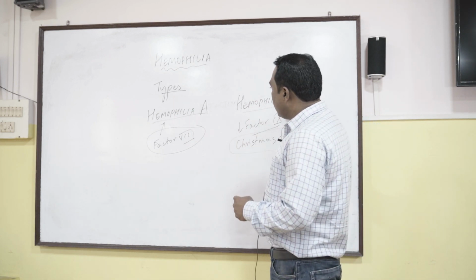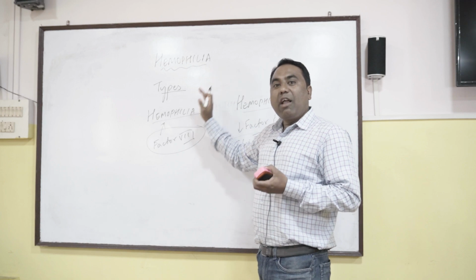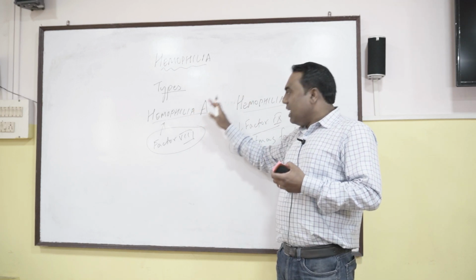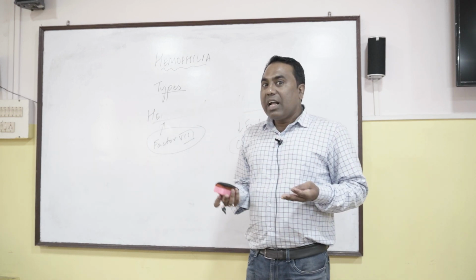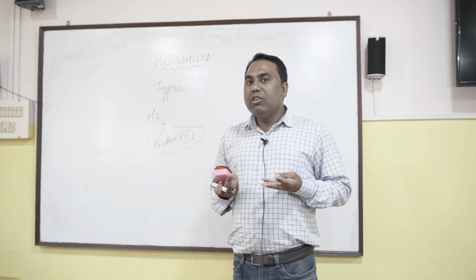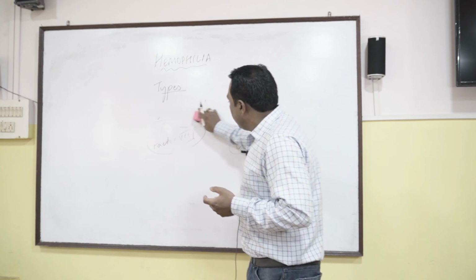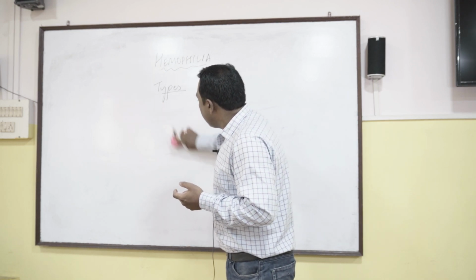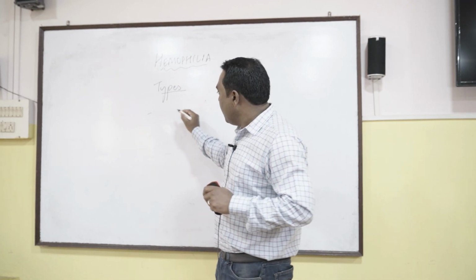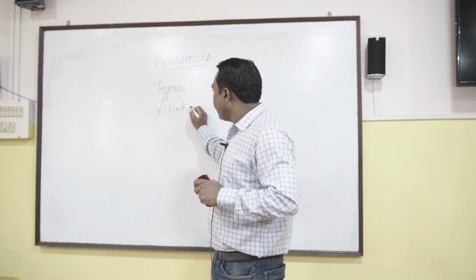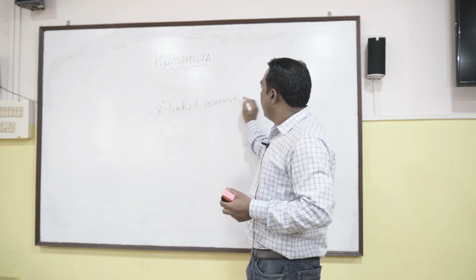Now let us talk a little bit about the genetics of hemophilia. So far I think you have understood what hemophilia is and what the different types are, hemophilia A and hemophilia B. When we talk about the genetics, we know that it is a genetic disorder, but what kind of genetic disorder I have not yet revealed. Let me reveal it to you. Hemophilia is a rare X-linked recessive disorder.